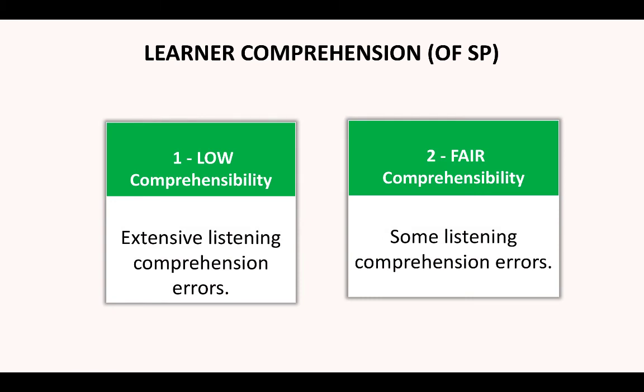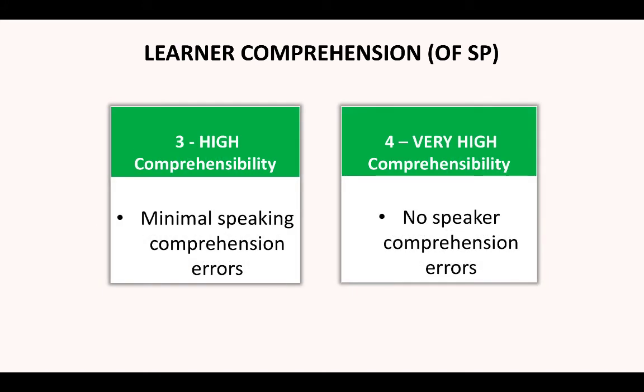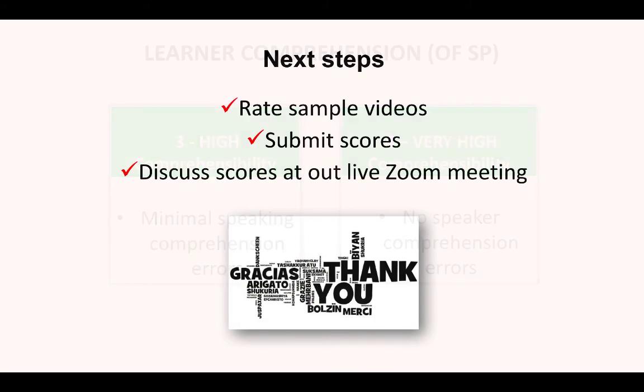So 1, low comprehension, would be if extensive listening comprehension was an issue. 2, some listening comprehension errors on their part. 3, minimal speaking comprehension errors. And 4, no speaking comprehension errors.